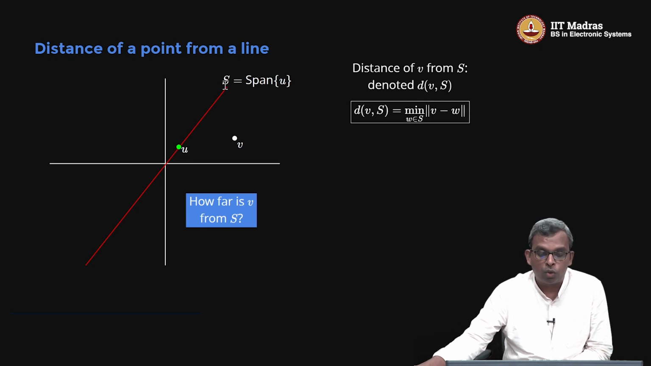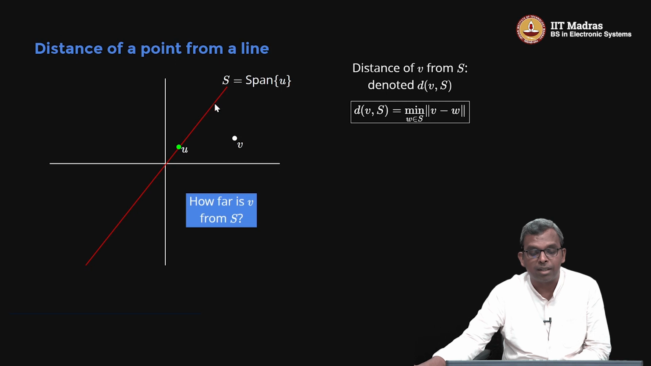So you sweep through all the W in S, and for every W on this line, you calculate the distance. Between two points, I know the distance, right? Norm V minus W. You find all those distances. There will be one W for which the distance is the least. That I am going to take as the distance of the point from the entire line. It's a very natural, nice definition, and this is the definition we'll use for the distance.